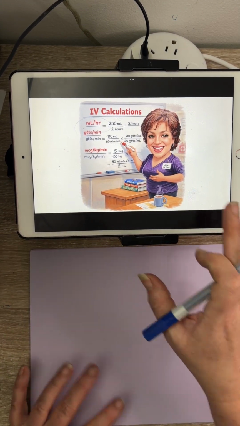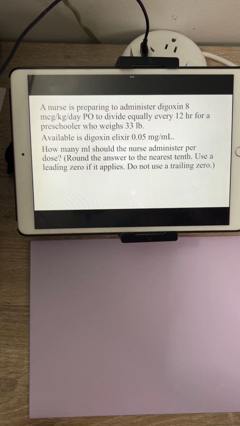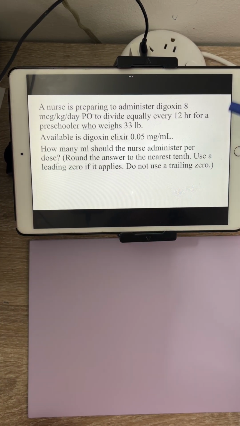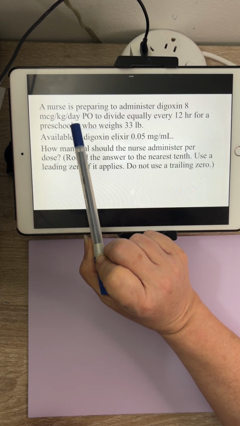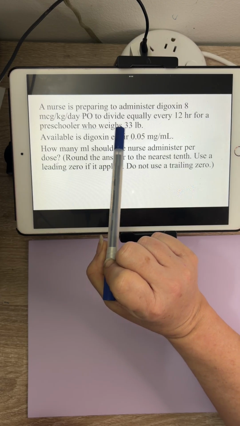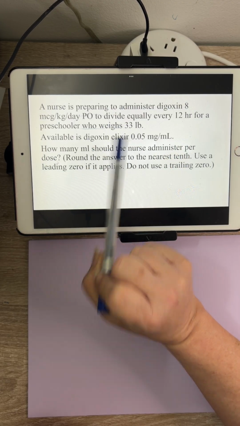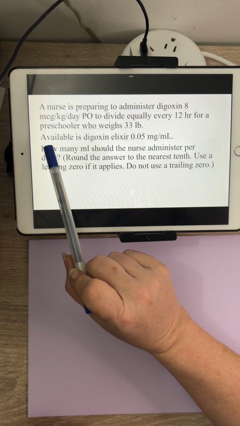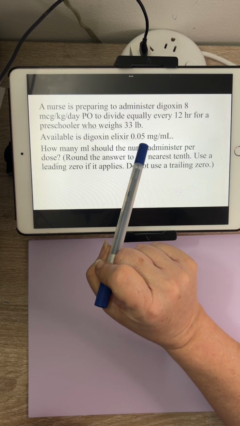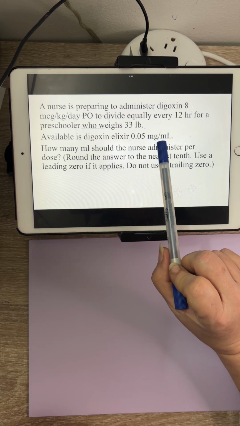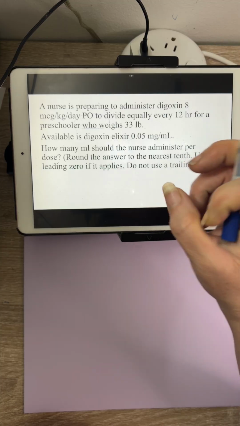We got some IV calculation problems somebody sent me. You ready? Okay. It says the nurse is preparing to administer digoxin 8 micrograms per kilogram per day PO, divided equally every 12 hours, for a preschooler who weighs 33. And then it's got available is digoxin 0.05 milligrams. Look at here. Milligrams is here. Micrograms is here. Did your butt just pucker?